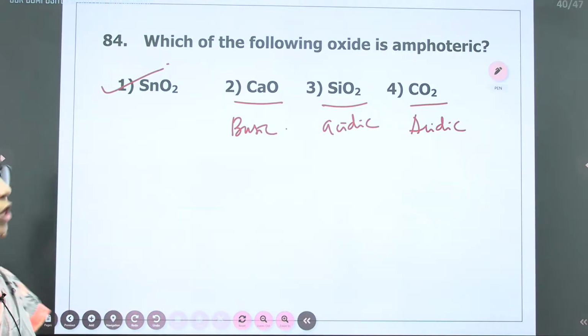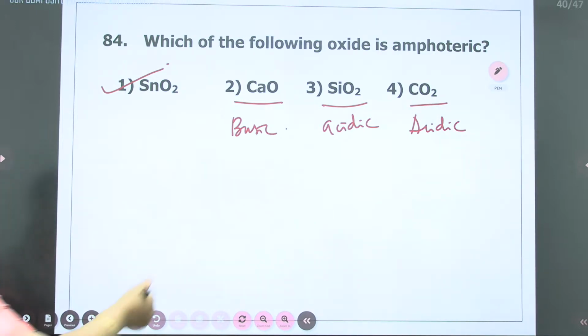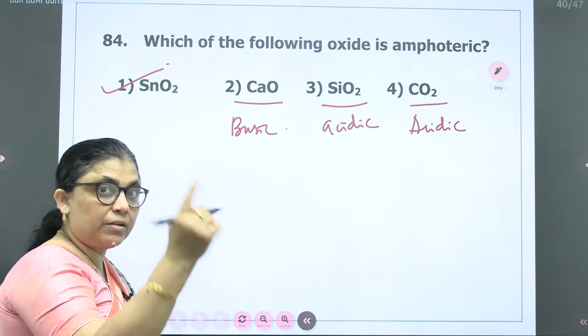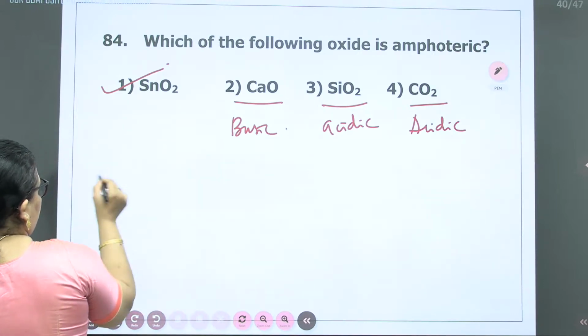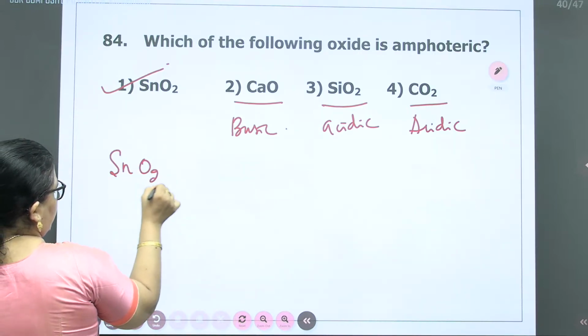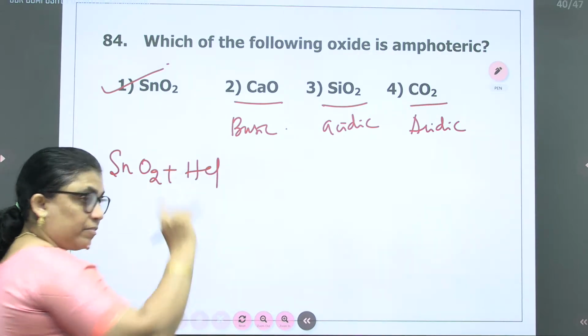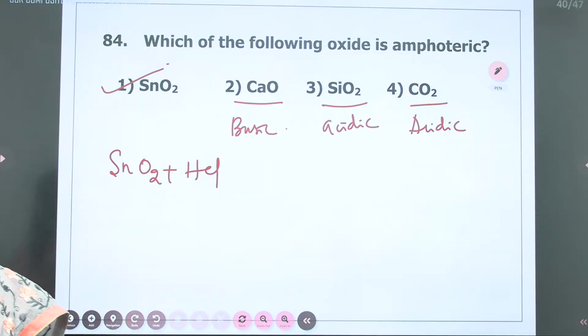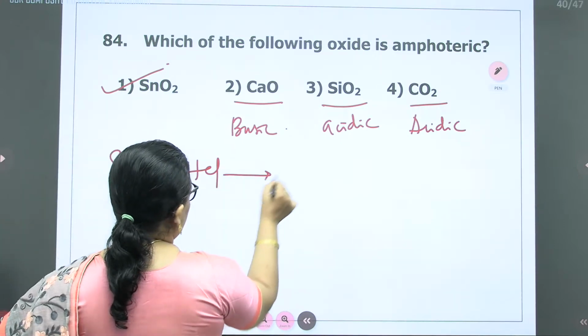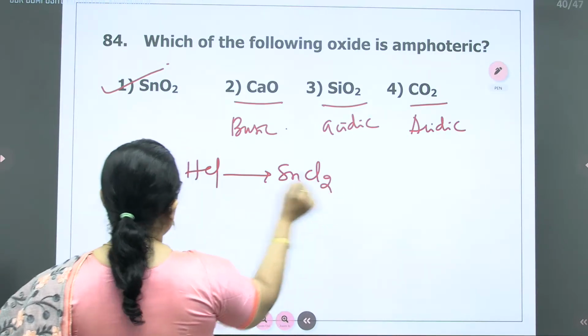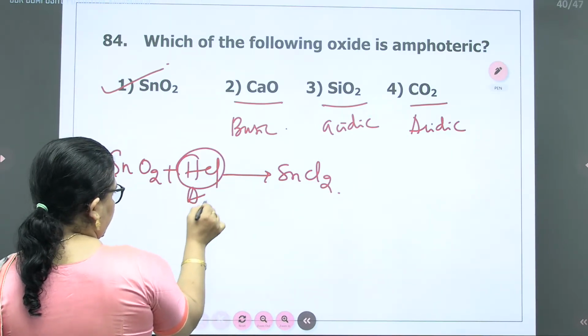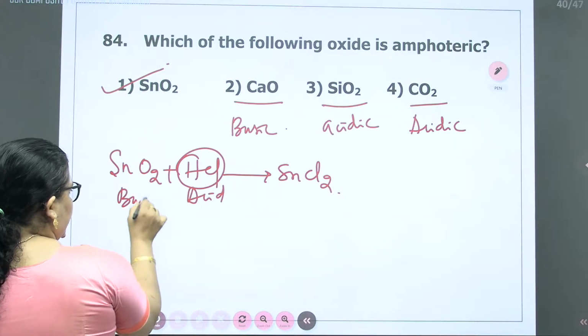Now the question arises: why is SnO2 an amphoteric substance? It means it can combine with an acid and also with a base. When it combines with an acid, it forms SnCl2. It can combine with acid when it acts as a base.